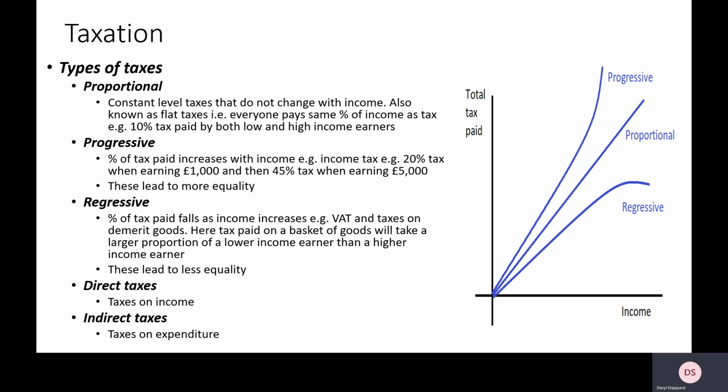Now, a progressive tax, look how this line becomes steeper. As incomes increase, you pay a bigger proportion of tax out of your income. A regressive tax, you tend to find these taxes will impact more on lower income people than they will on higher income people. So guys, you've got progressive, proportional, and regressive taxes.